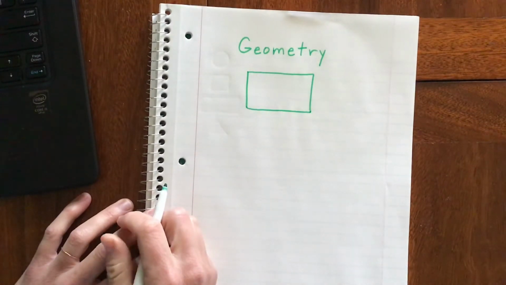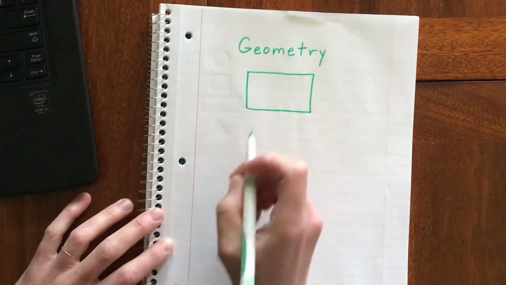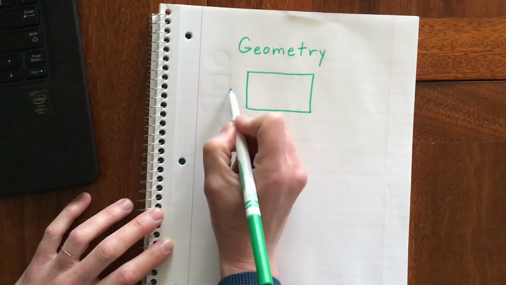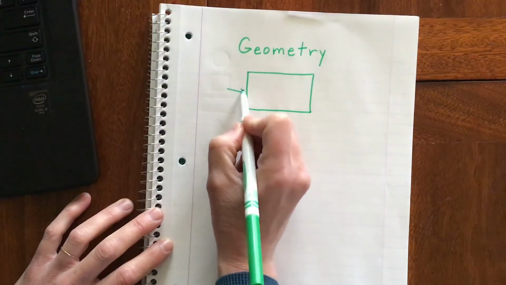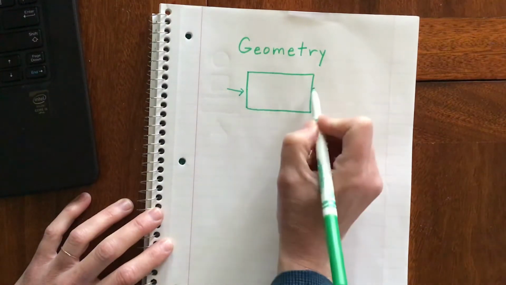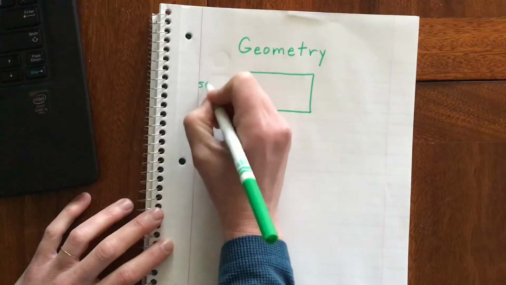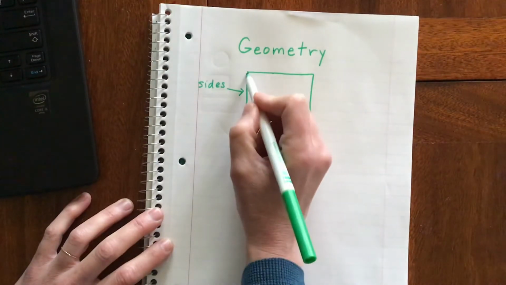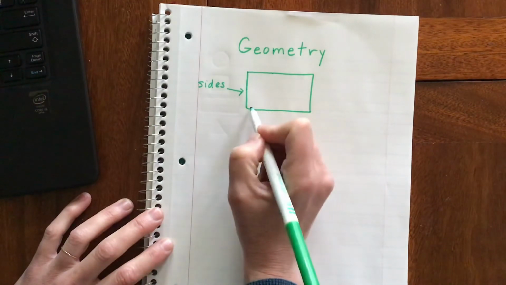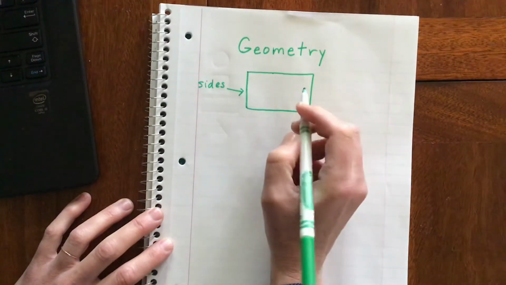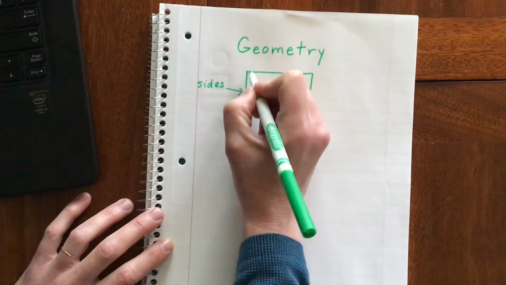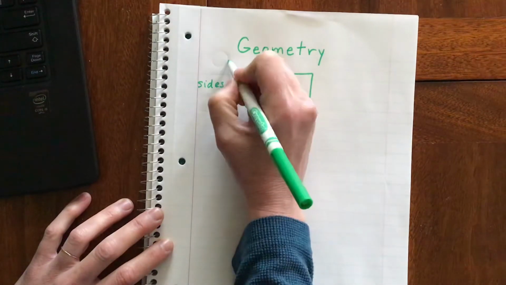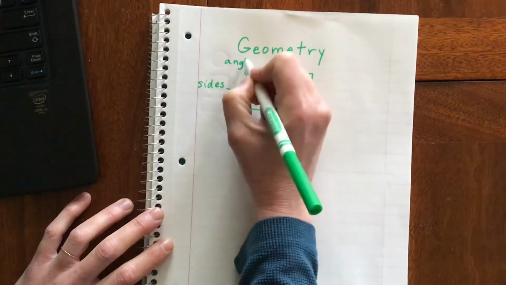That is a rectangle, right? But what I want to do is label things. So these things right here are called the sides. Sides make up line segments that meet, and they form the outline of it. Now these things right here are called angles.